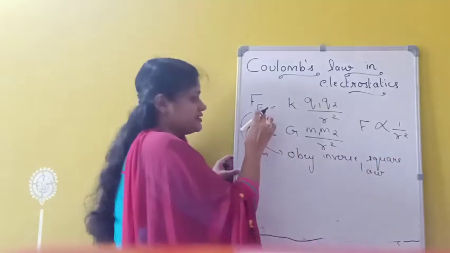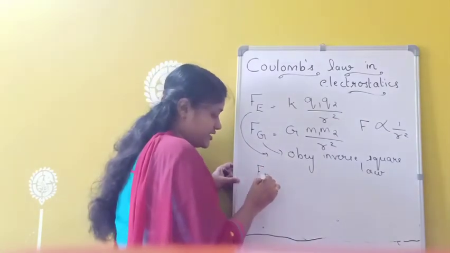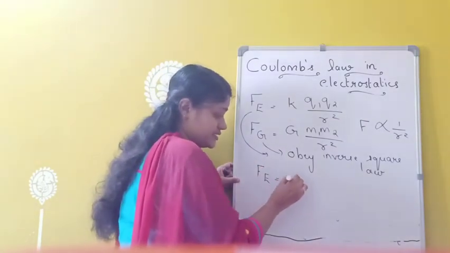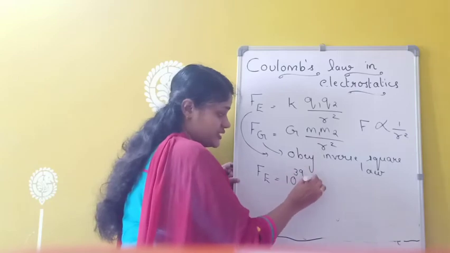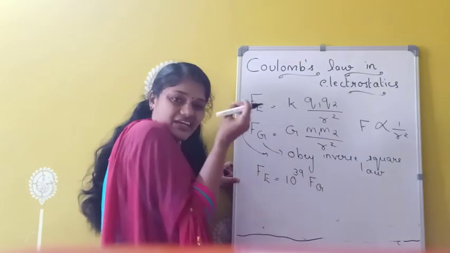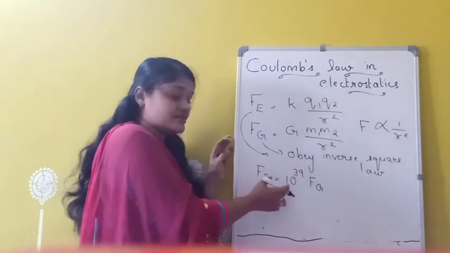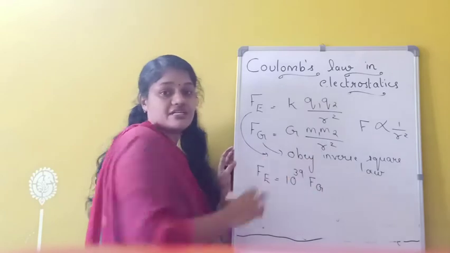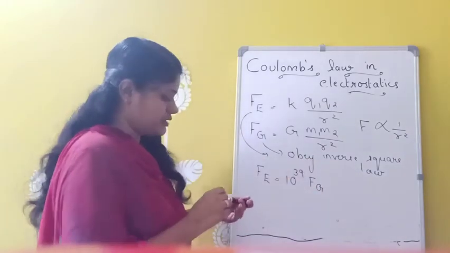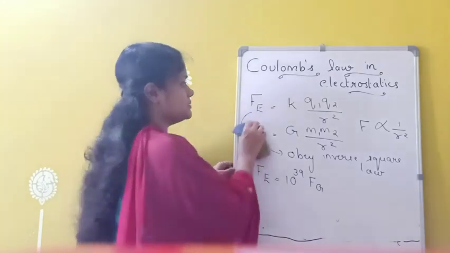And when we are comparing this electrostatic force and gravitational force, so we will be getting Fe, electrostatic force, is equivalent to 10 raised to 39 times which one? Gravitational force. Because gravitational force is the very weakest force. So this electrostatic force is somewhat stronger only. So Fe equals 10 raised to 39 times gravitational force. Clear? Now next we can go for superposition principle.